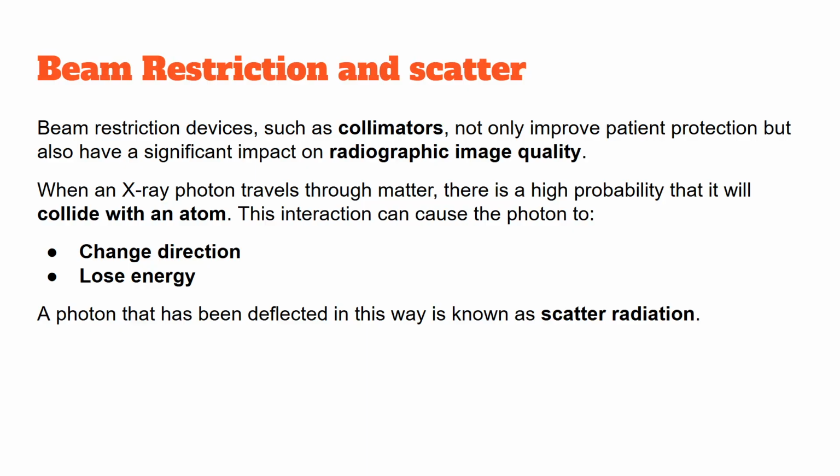I do want to talk about beam restriction and scatter. Beam restriction devices such as collimators not only improve patient protection, but they also have a significant impact on image quality. When an X-ray photon travels through matter, there's a high probability that it's going to collide with an atom. This interaction can cause it to scatter, or it can cause it to lose energy. When I said scatter, I was referring to changing its direction. A photon that has been deflected this way is known as scatter radiation.